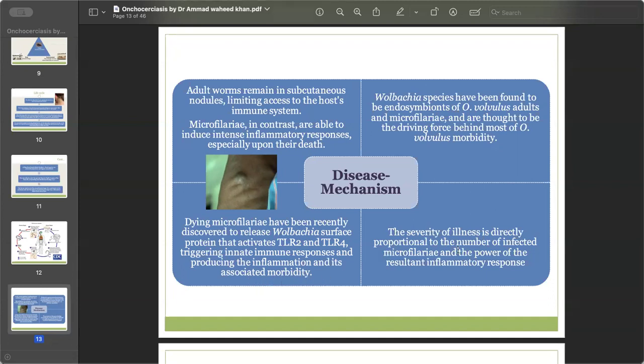The severity of illness is directly proportional to the number of infected microfilariae and the power of the resultant inflammatory response.